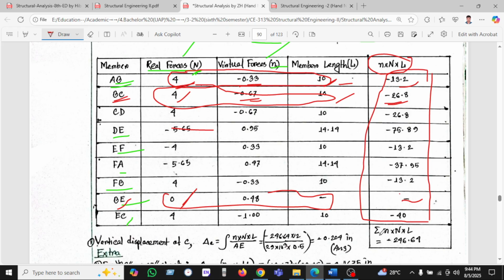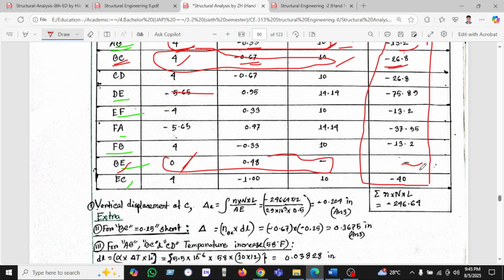Now we can sum up all these values: 13.2 plus 26.8 plus 26, and all of them will be minus, sorry, minus 13.3, minus 26.8, minus 26.8, and minus 75.8. In this way, adding all these values, we will find minus 0.66, which is the summation of n into N into L.